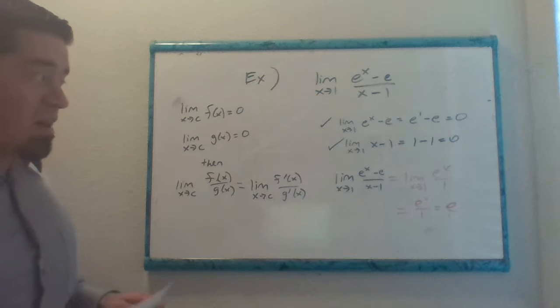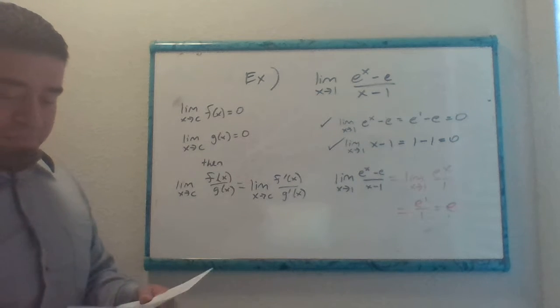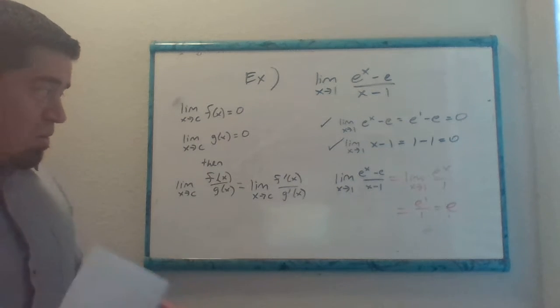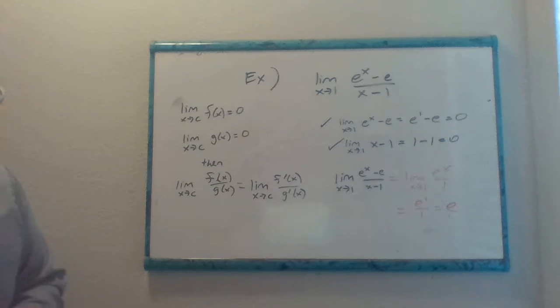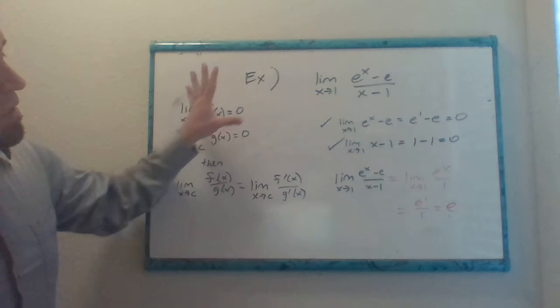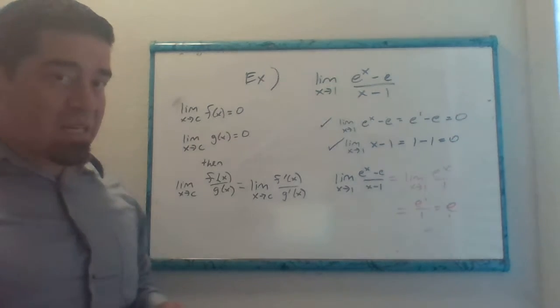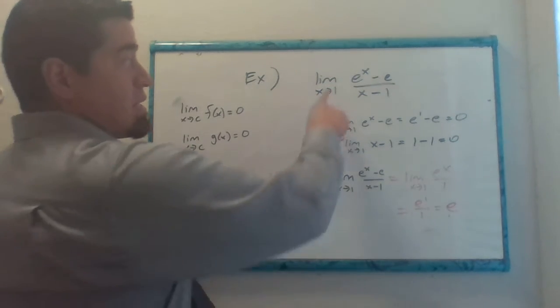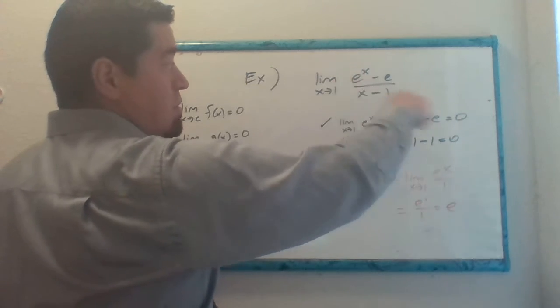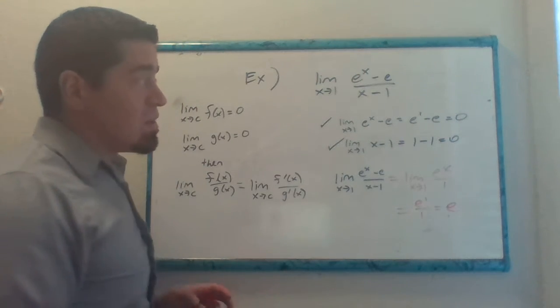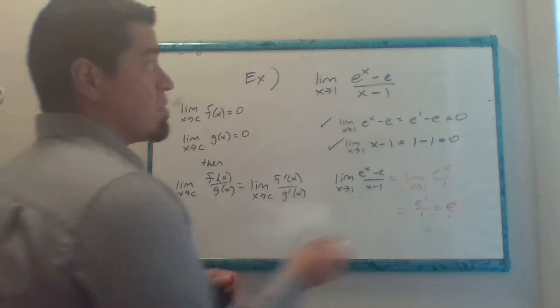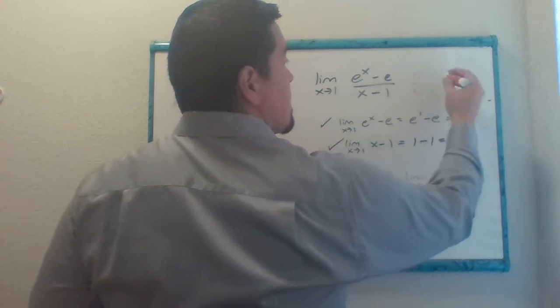So that's the limit of e to the x minus e. Okay, so that's how you apply L'Hopital's rule. So I'm going to leave this here. We're going to do some other examples with L'Hopital's rule. But the main idea is, if you can take the limit of the top and it gives you 0, the limit of the bottom and it gives you 0, we call this a 0 over 0 indeterminate form.